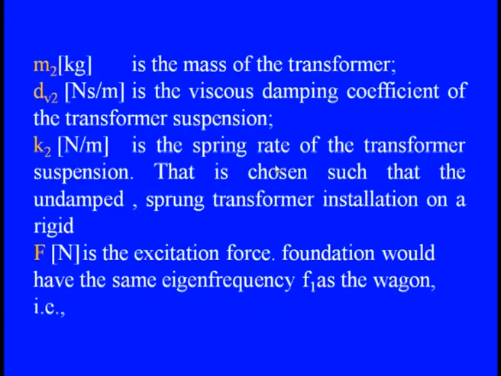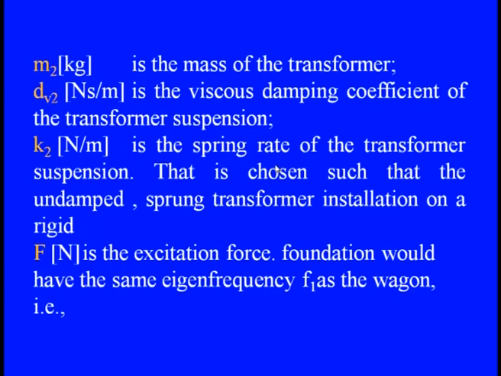That means we are saying that the foundation which we have is a rigid foundation, and the transmissibility is there from that, and that is why we can simply put the analogy as K1 by 2 and K1 by 2 on both sides. M2 is the mass of the transformer, which is simply acting as the absorber. dV2 is what we need to add for the transformer feature. It is the viscous damping coefficient of the transformer suspension, and K2 is the spring rate for the transformer suspension.